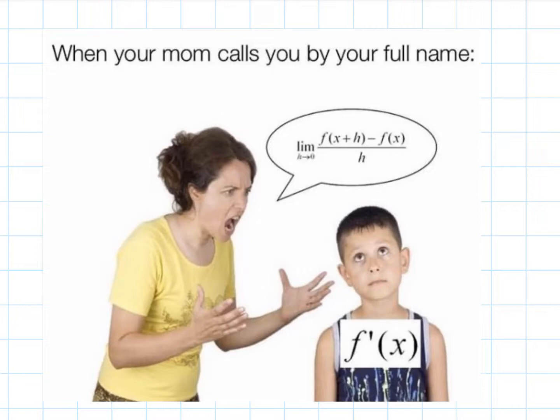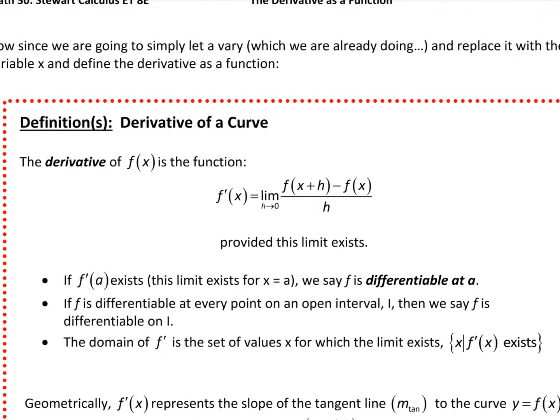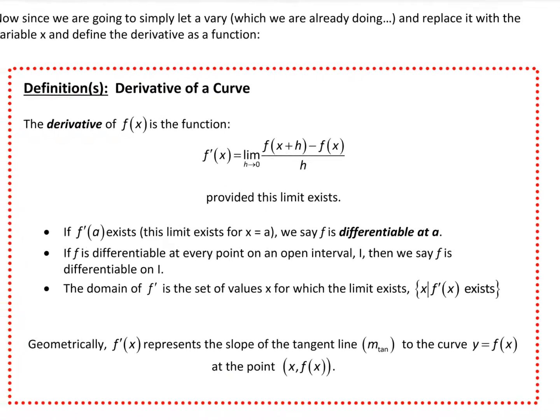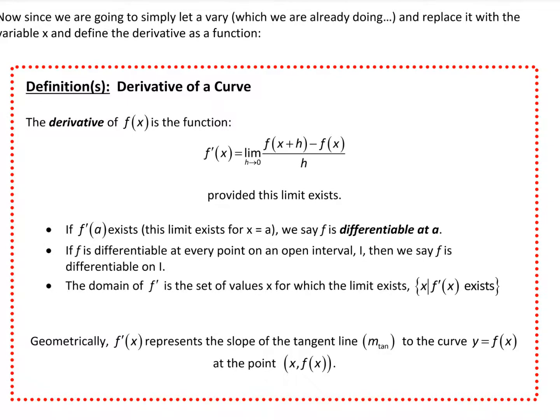So this leads us back into our definition of the derivative as a function. So let's just scroll back to our notes from last time where we defined the derivative of a curve as a function. So let's just remember that we're talking now about taking our function and defining a new function called the derivative of the function. And this function represents slopes of tangent lines.